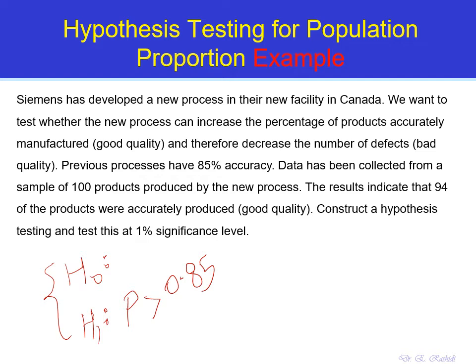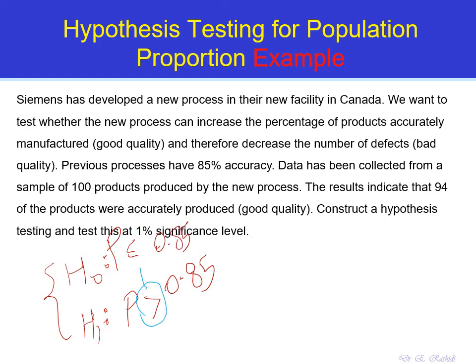On the other hand, H naught, which is the null hypothesis, would oppose this alternative hypothesis and would actually state the status quo. And what is that? We already know how to write that. To oppose this, the greater than is going to turn into less than or equal to. So it would say P is less than or equal to 85%.